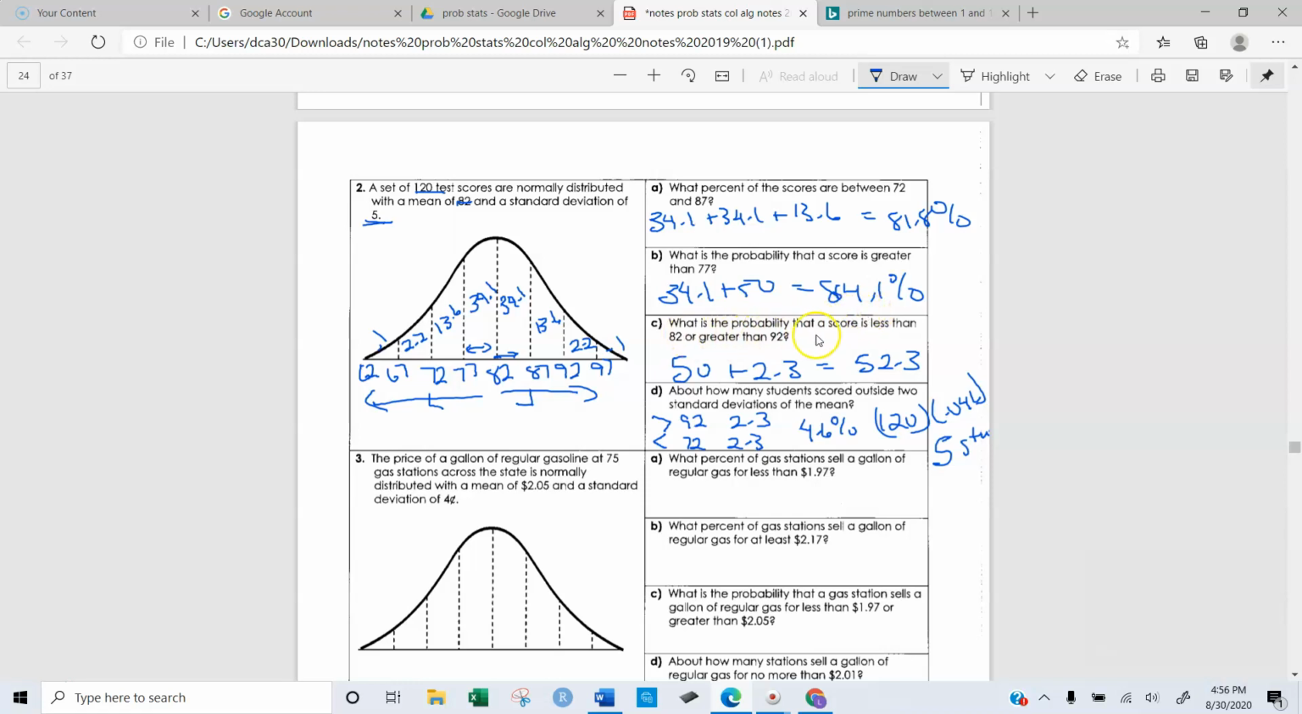Okay, probability the score is less than 82 or greater than 92. So less than 82 is 50% again, because 82 is my middle. Greater than 92 is this last two tails here, which is 2.3, giving you 52.3. Okay, this one again you had to multiply when you were done. So it's asking you about actually the two tails. So 92 is the 2.3 because the 2.2 and the 0.1. 72 is also the 2.2 and the 0.1, giving you 4.6 total. So you take 120 times your 0.046, which should have given you 5 students because you can't have a partial student.